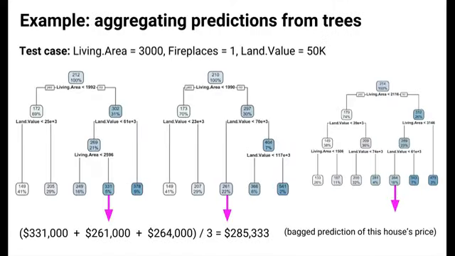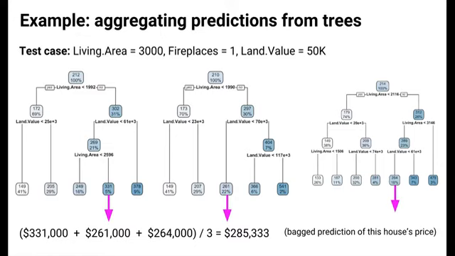So let's look at an example for a regression task. What we're looking at here is housing data, and what I've done is bootstrapped my training set 3 times, and I built 3 regression trees in order to predict house price. The particular test case that I'm concerned with is some house that has a living area of 3,000 square feet. The number of fireplaces is 1, and the land value is $50,000.